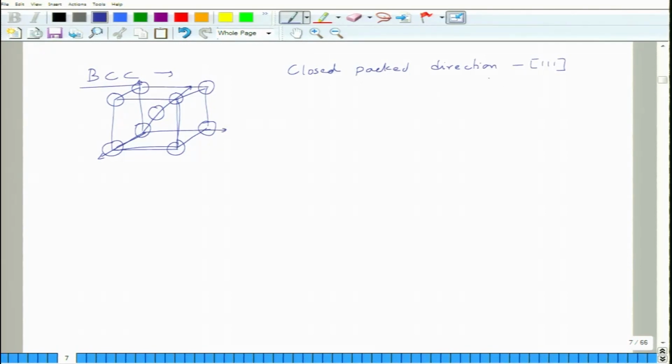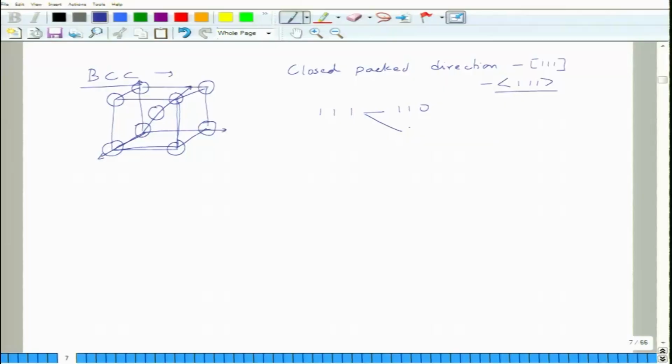So basically, since it's a cubic structure, you can write this as 1 1 1. So 1 1 1 types of directions are close packed directions. There is no close packed plane because there is no plane with that hexagonal arrangement of atoms, which is the highest possible density of atoms in a plane.